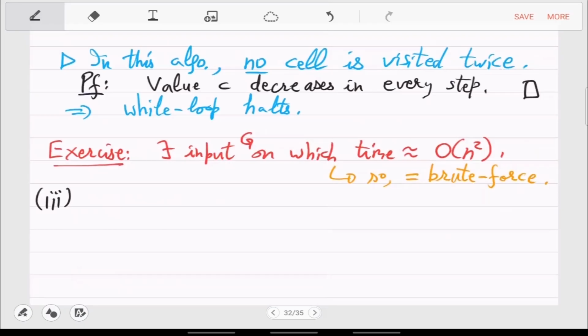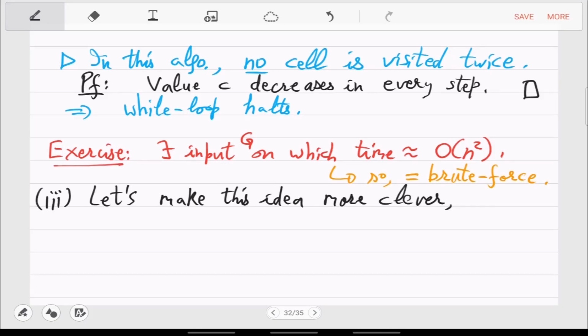So the next thing we can do here in local exploration, what is it? That is best explained in a 1D array. Let's move to a simpler case. In the case of a one-dimensional array, we will adapt binary search with this exploration to get a very, very fast algorithm, super fast. So let's make this idea more clever by looking at a 1D array.